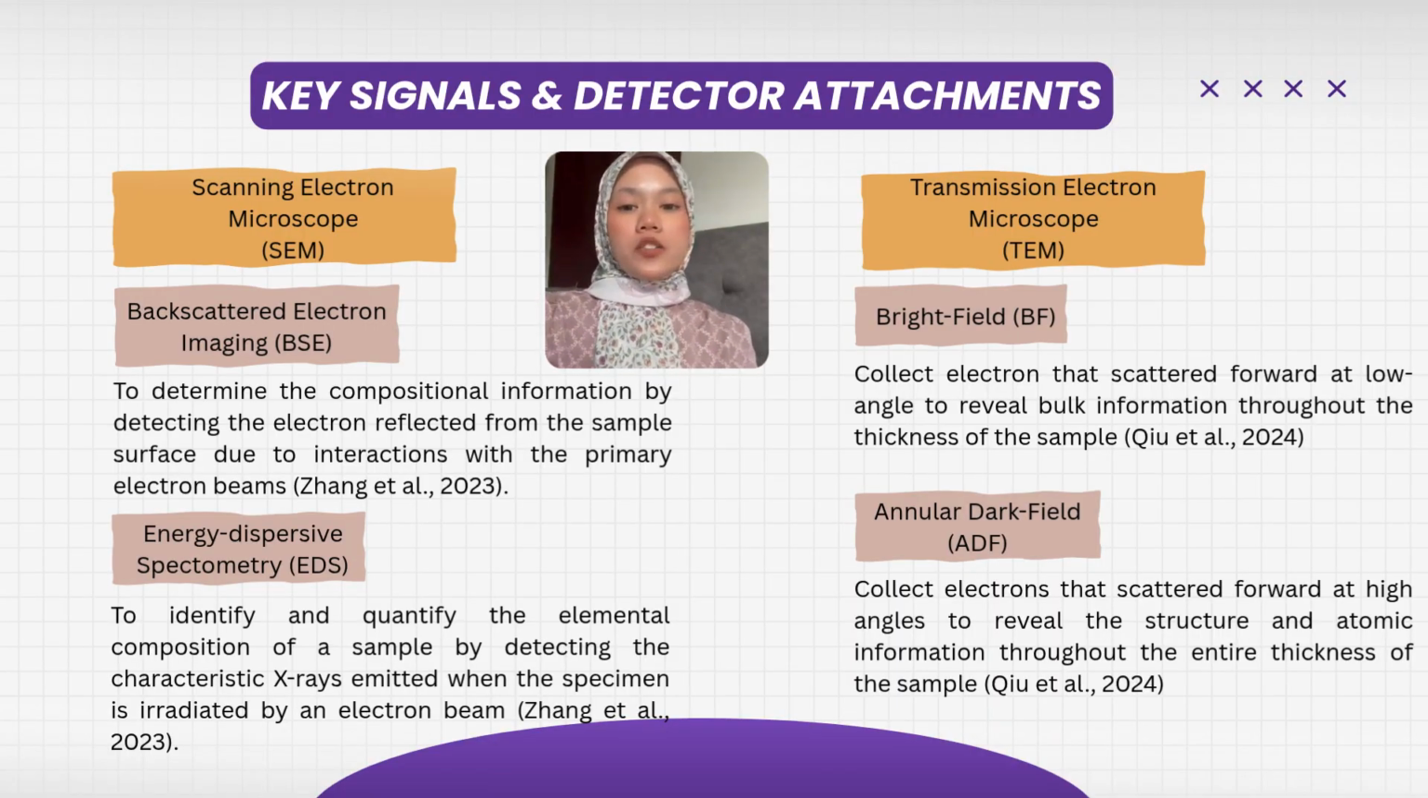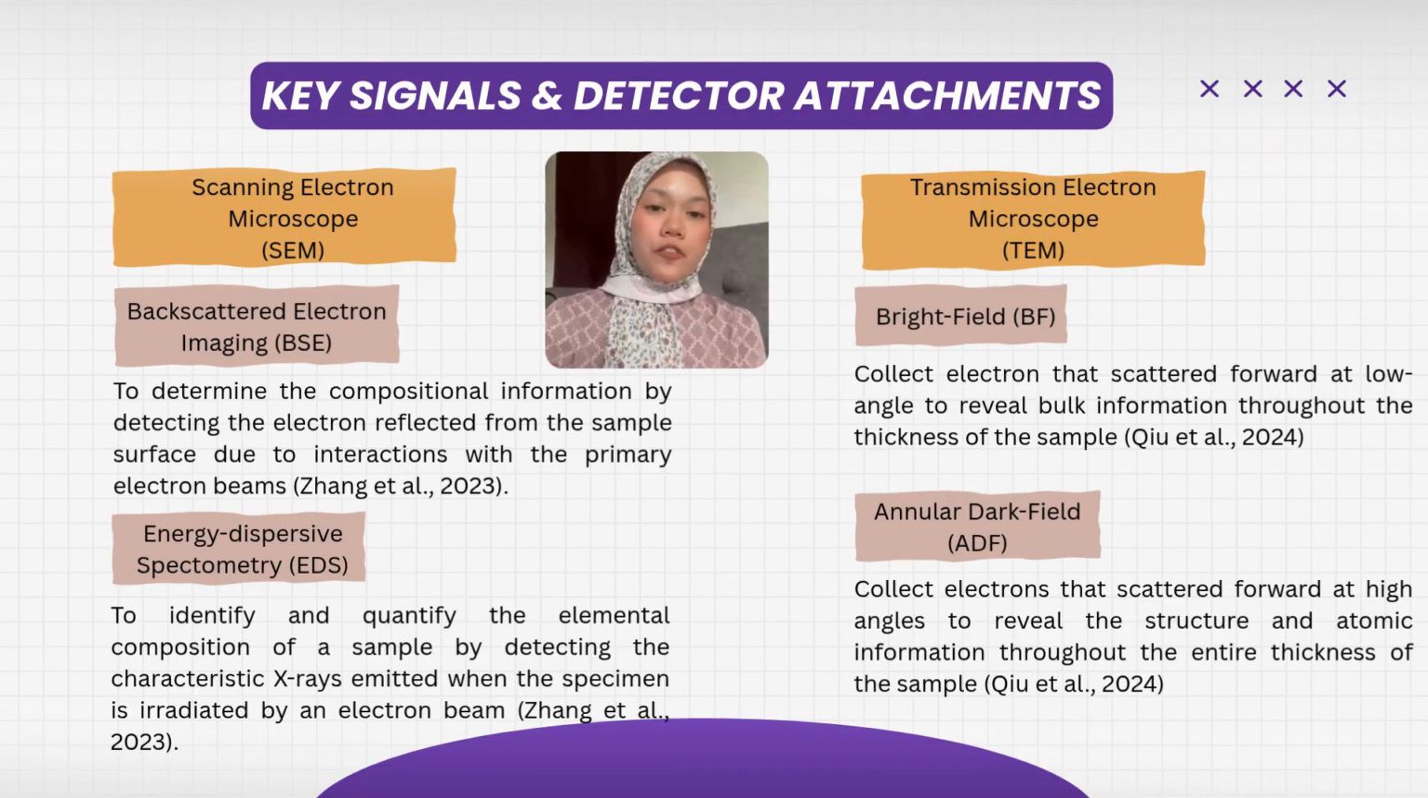For scanning electron microscope, there are a lot of detectors, and some of them are BSE, or backscattered electron imaging, and also EDS, which is energy dispersive spectrometry. The function of BSE in scanning electron microscope is to determine the compositional information by detecting the electrons reflected from the sample surface due to interactions with the primary electron beams.